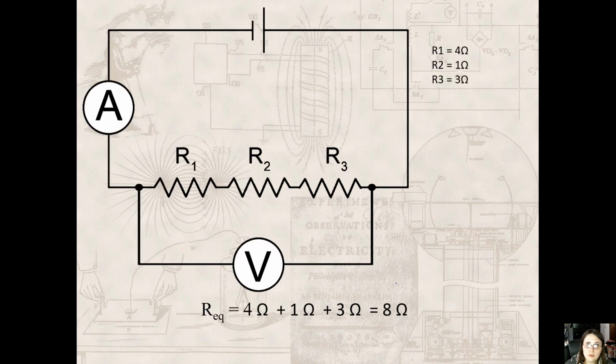So we have an example here where we have our battery, and if we want to know the total resistance, the equivalent resistance, you can think of it as the total resistance. R1 is 4 ohms, R2 is 1 ohm, and R3 is 3 ohms. And we can just add them up. 4 ohms plus 1 ohm plus 3 ohms is equal to 8 ohms.